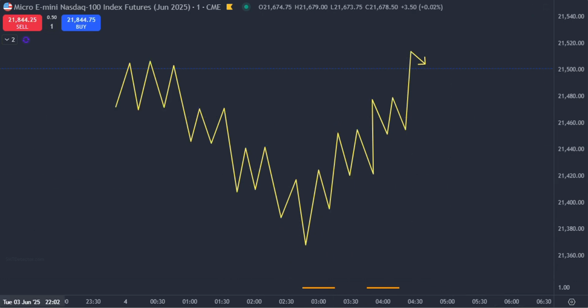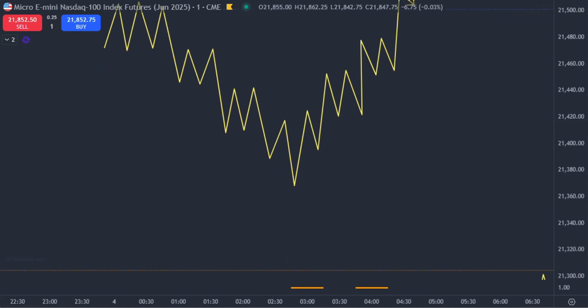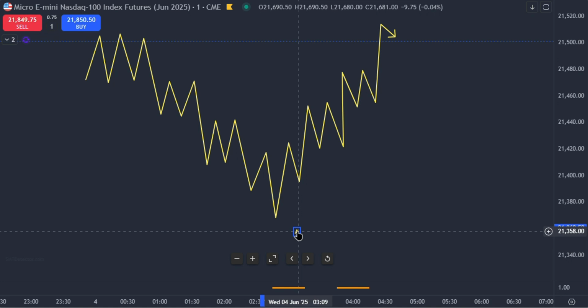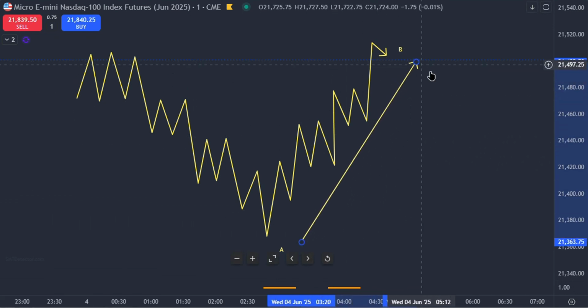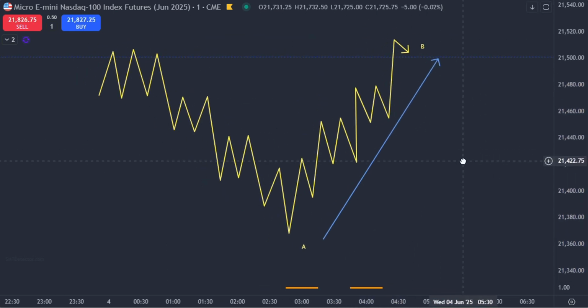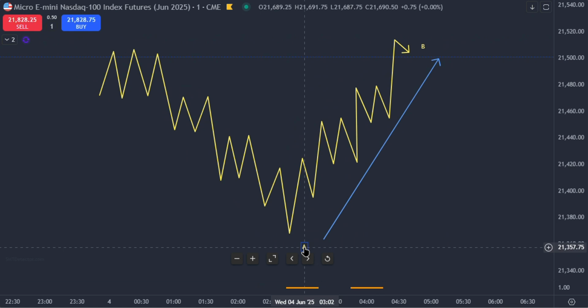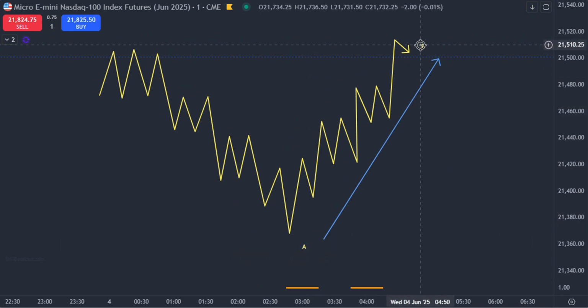The algo is going to go from point A, and then it's going to go to point B. So always think about it this way. It's going from point A to point B. Draw an arrow from here to here. And I'm going to change the color on this. Let's just put it as blue. All right. So the algo goes into a buy program, and it's going to go from point A to point B.